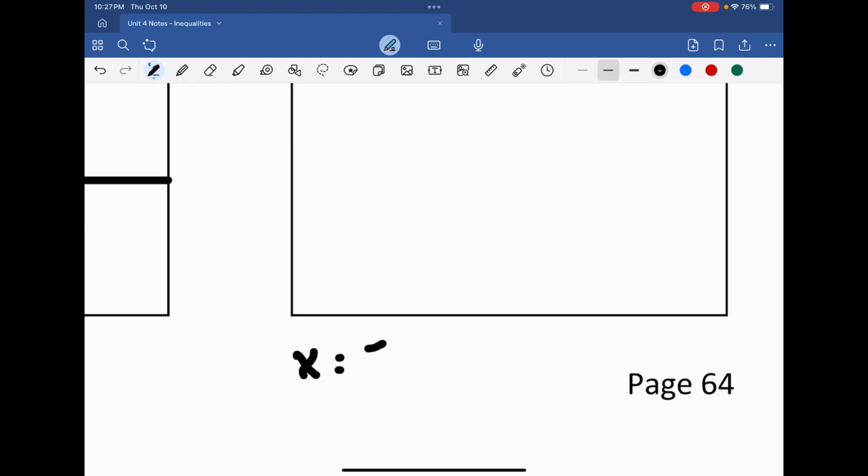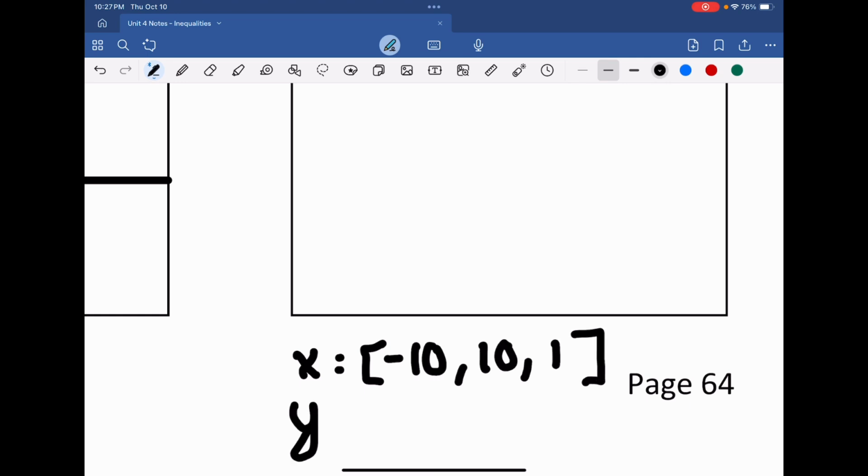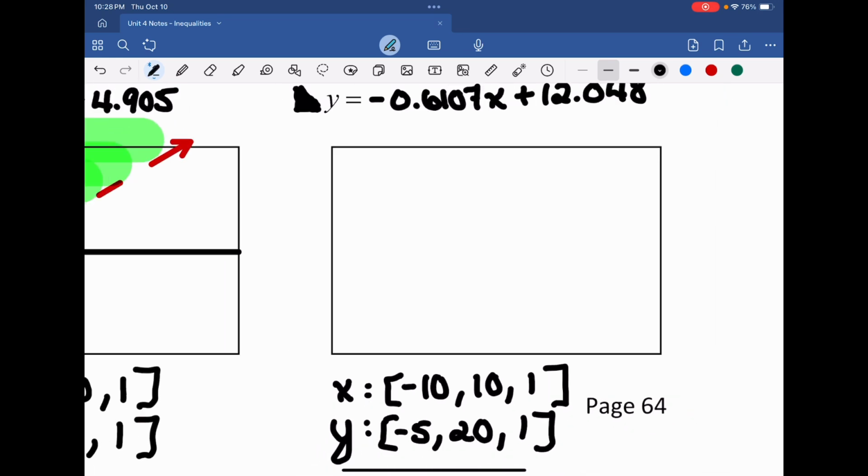We have x, where our x minimum is going to be negative 10, 10, and 1. So we don't actually adjust our x's. Our y is going to be negative 5, 20, and 1 for the scale. Now, this is going to give us a graph that shifts up a little bit vertically, but stays the same in the x. So it's going to be divided perfectly left and right in terms of x, but just a little bit shifted up.